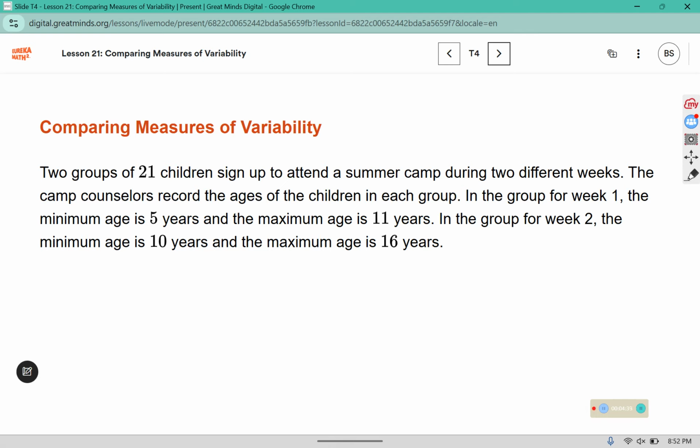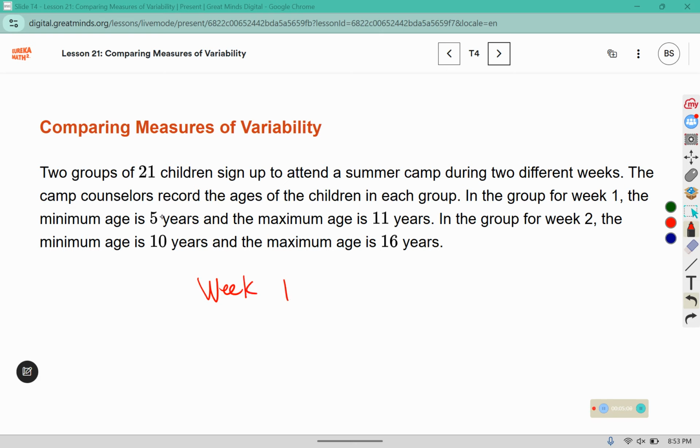Two groups of 21 children sign up to attend a summer camp during 2 different weeks. The camp counselors record the ages of the children in each group. In the group for week 1, the minimum age is 5 years old and the maximum age is 11 years. In the group for week 2, the minimum age is 10 years and the maximum age is 16 years. Let's think about the ranges for these distributions.